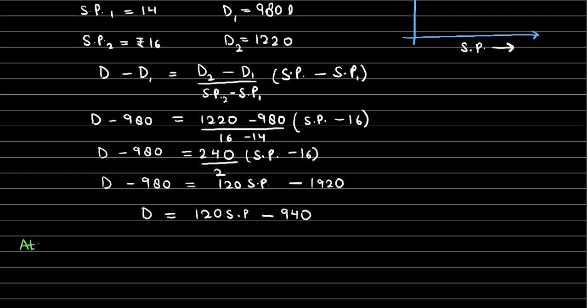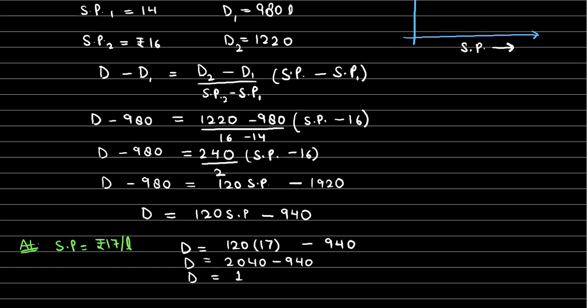Now, the selling price has been given as rupees 17 per liter. At that price, D is going to be 120 times 17 minus 700. What's the answer? How many liters is the demand here? What's the final answer? Liters. Yes, correct. So the demand here is simply 1100 liters.